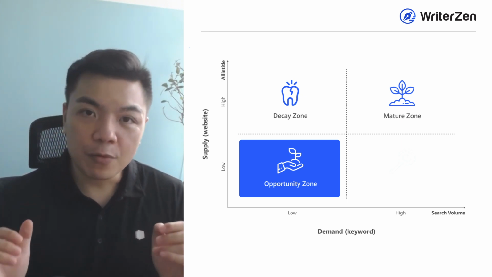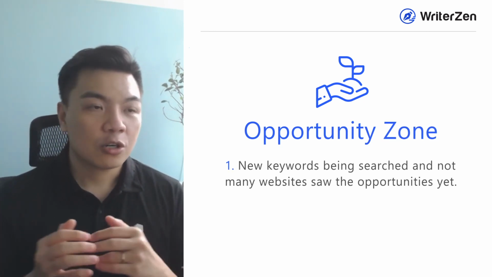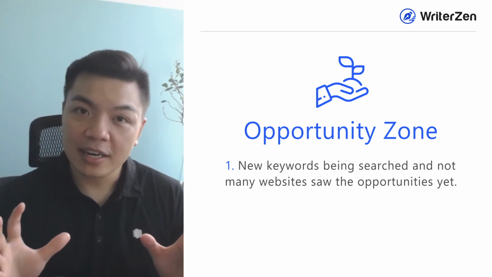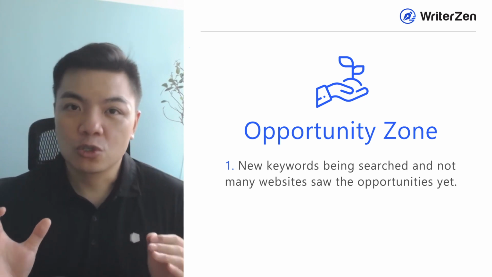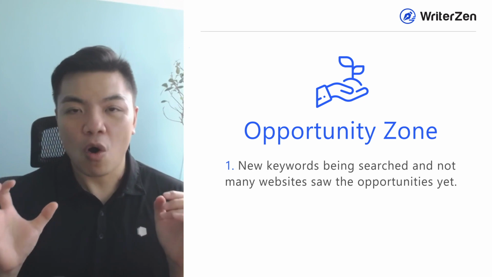And it could very well be a new keyword. It means that a keyword has just appeared. Not many people know about it. Not a lot of websites are targeting it yet, but not a lot of people are searching for that keyword just yet as well. So these are what we call opportunity keywords, because these are all opportunities.